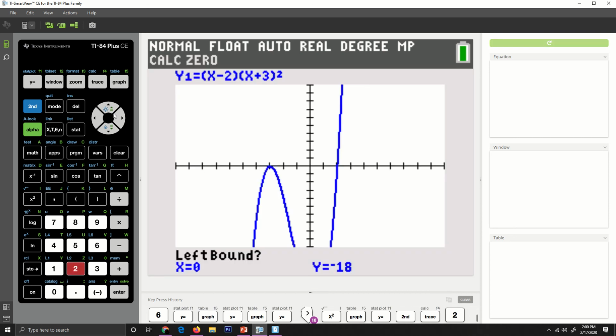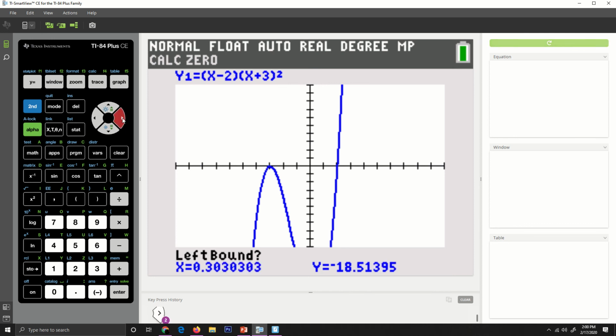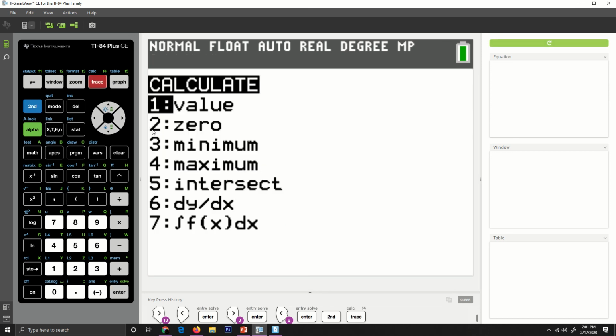The way that you do that is you'll see that it's x equals 0. I get negative 18 here. If I hit the right arrow key a couple times, I get my little spider guy to bop up there. This says left bound, so I'm going to hit enter on the left. I'm going to hit enter on the right, and then I'm just going to hit enter a third time, and we see 2, 0. But again, we already knew that that was a 0 for this particular function. So that's how you do it using the graphing calculator. Again, it is second trace, and the number 2 is the zero function.